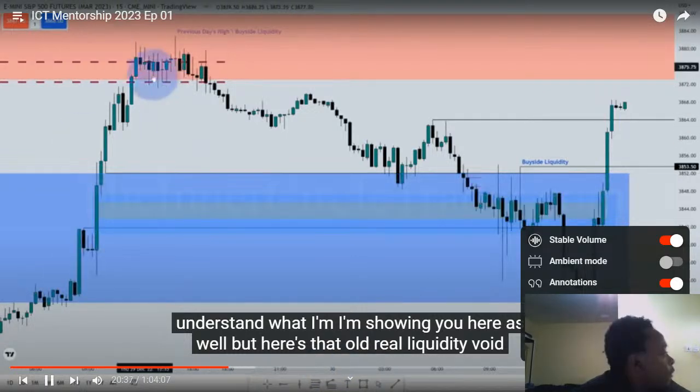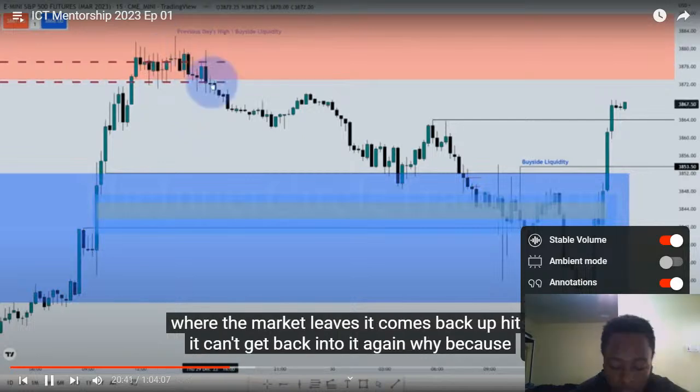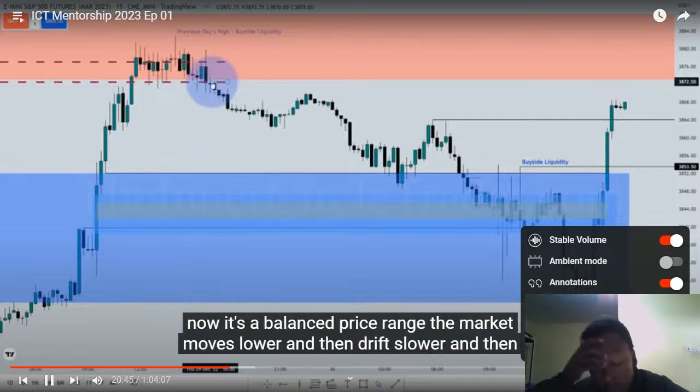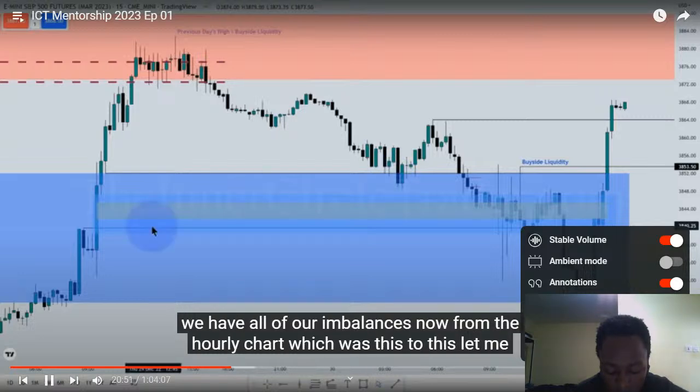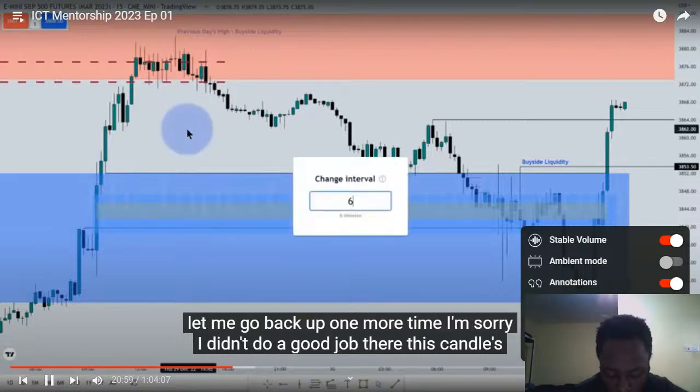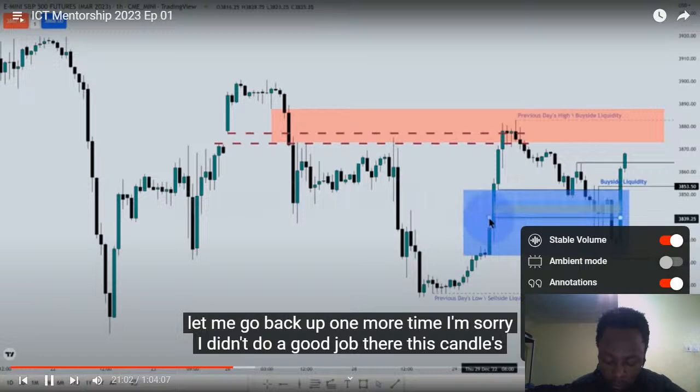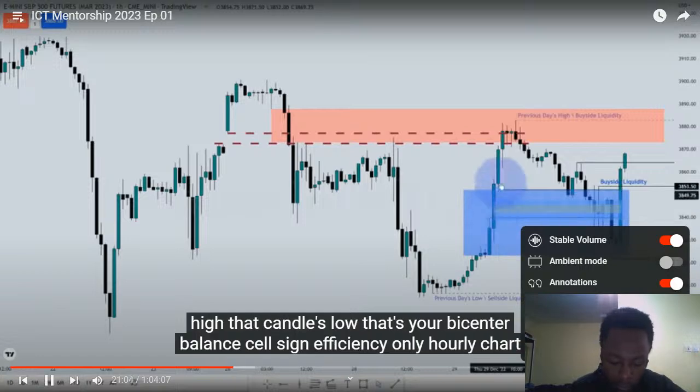But here's that old real liquidity void where the market leaves it, comes back up, hits it, can't get back into it again. Why? Because now it's a balanced price range. And the market moves lower and then drifts lower. And then we have all of our imbalances now from the hourly chart, which was this to this. Let me go back up one more time. I'm sorry, I didn't do a good job there. This candle's high, that candle's low. That's your buy side imbalance, sell side inefficiency on the hourly chart.